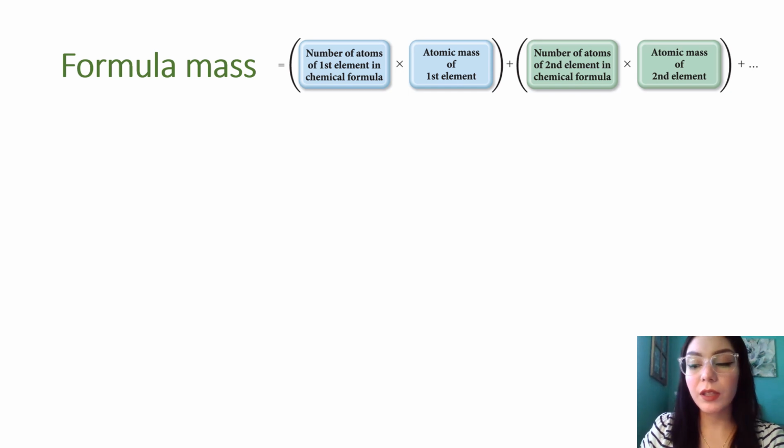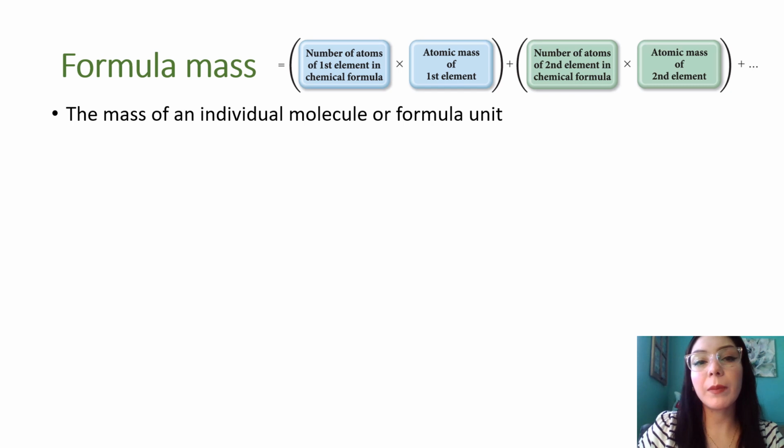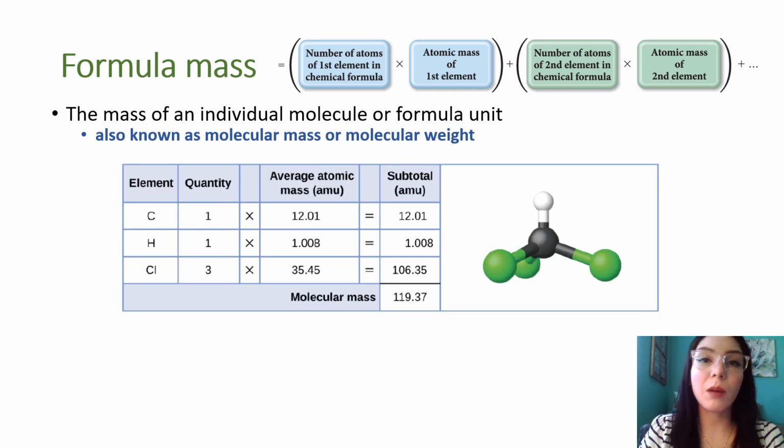So we're going to start off this chapter by learning about how to calculate formula mass. Formula mass has to do with the mass of a compound, whether it be ionic or molecular. The way that we do it is we take the formula of whatever compound we're looking at, and then you dissect it and you look at the subscripts. In this case, this compound is CHCl3.